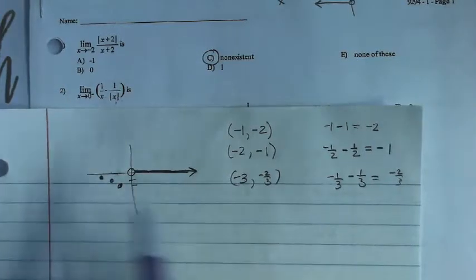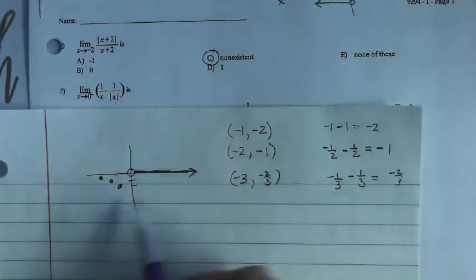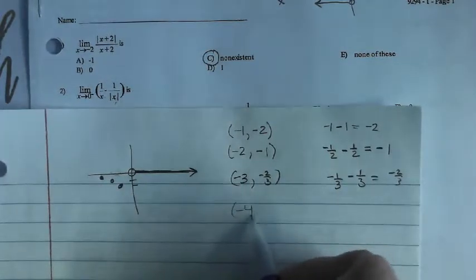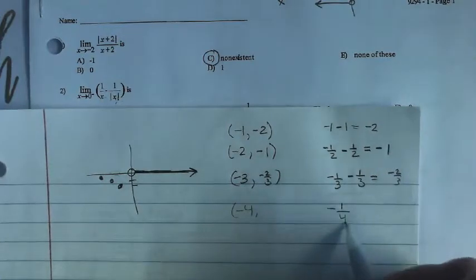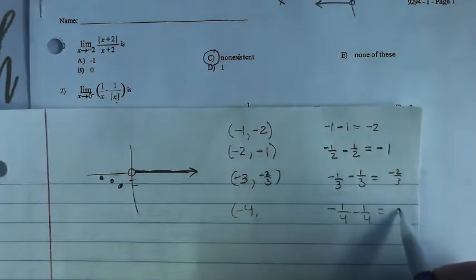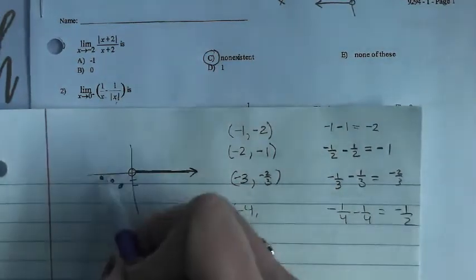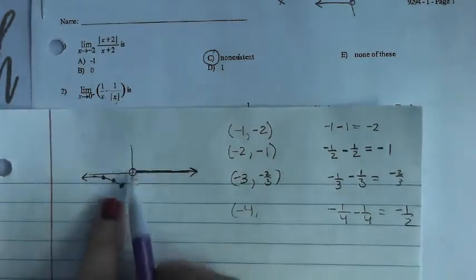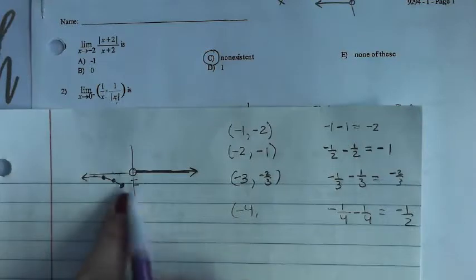So what do you think, as I keep going towards negative infinity, what seems to be happening? It looks like it's approaching 0. We can just confirm with one more. That would be negative 1/4 minus 1/4, which is negative 1/2, which gets even smaller. So I think that's fair. But what's going to happen as we keep approaching 0?